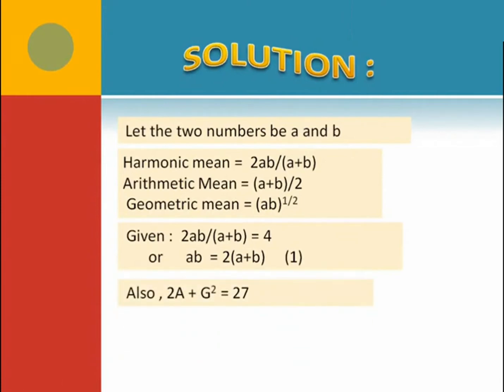Also given to us is 2A plus G square equal to 27. That is, 2A would be equal to a plus b and G square would be equal to ab. Therefore a plus b plus ab is equal to 27.